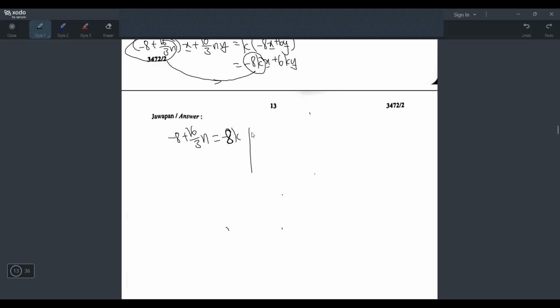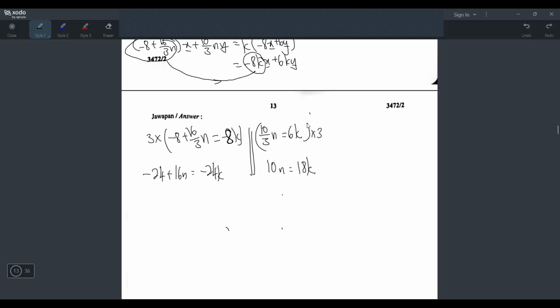Okay, this one is when we compare the coefficient of x. What about if coefficient of y? It will be 10 over 3n equals to 6k. And then I will also get rid of the fraction. Take everything times 3. So it becomes negative 24 plus 16n equals to negative 24k. Same thing here, take everything times 3, I'll end up with 10n equals to 6 times 3 is 18k, right?